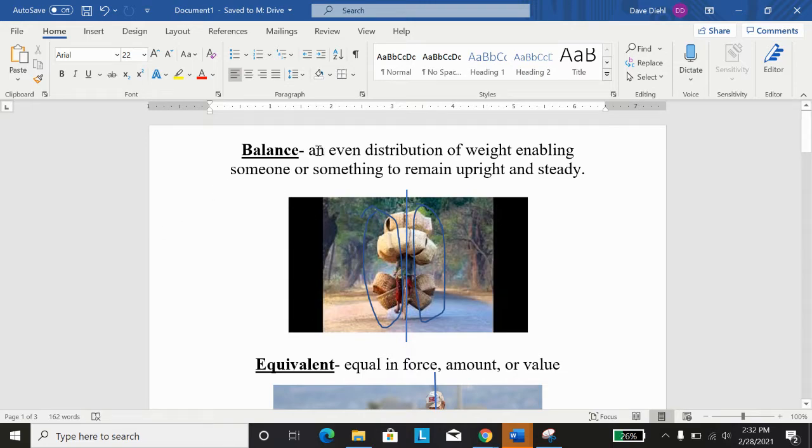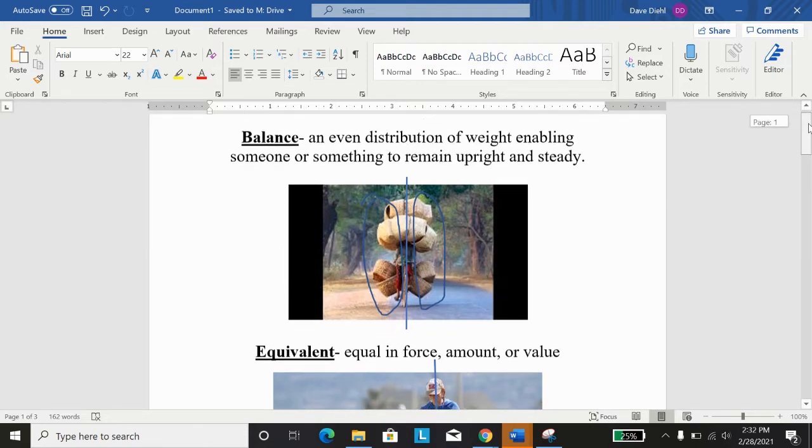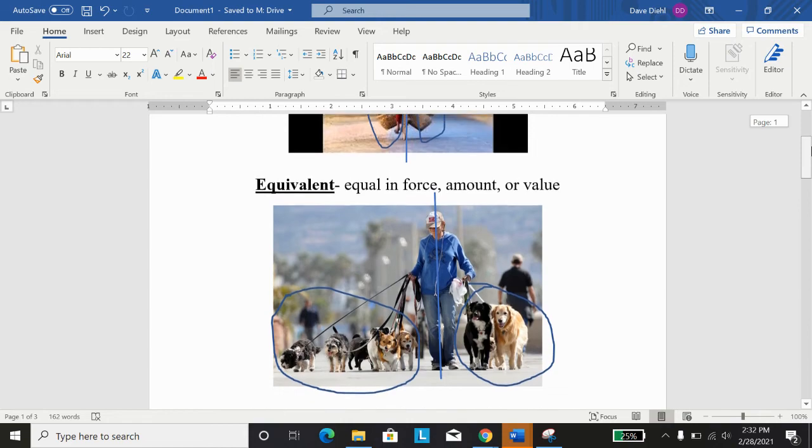As Mr. Lyons told us last week, balance is an even distribution of weight, enabling someone or something to remain upright and steady, like the bike problem we saw. Even though he's heavily loaded, because he has an even distribution of his weight, he's able to stay balanced. What's on the left-hand side is the same as what's on the right-hand side, so he is balanced in the middle. We also talked about the word equivalent. Equivalent means that something is equal in force, amount, or value.